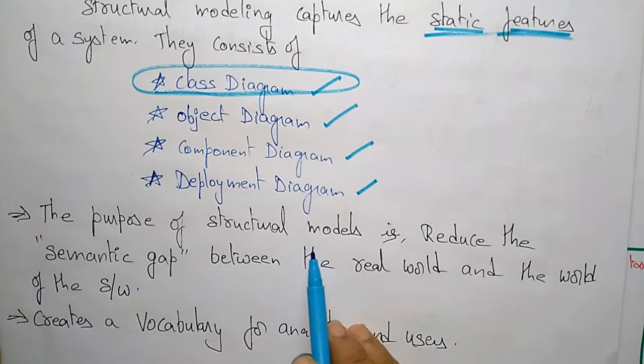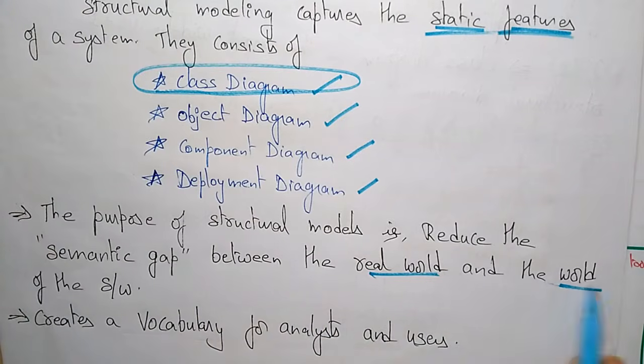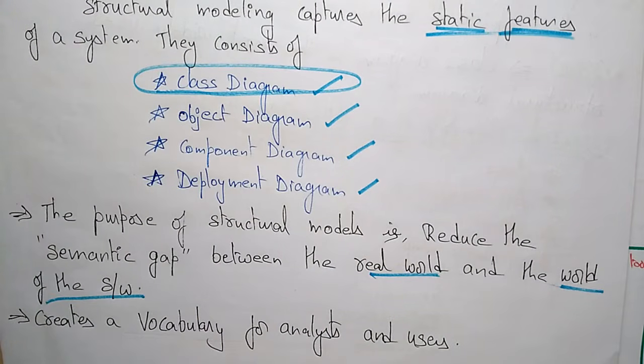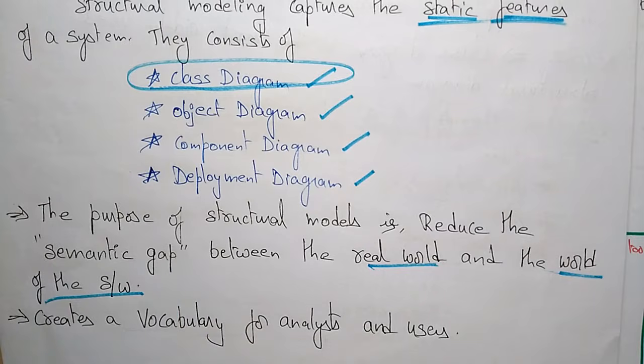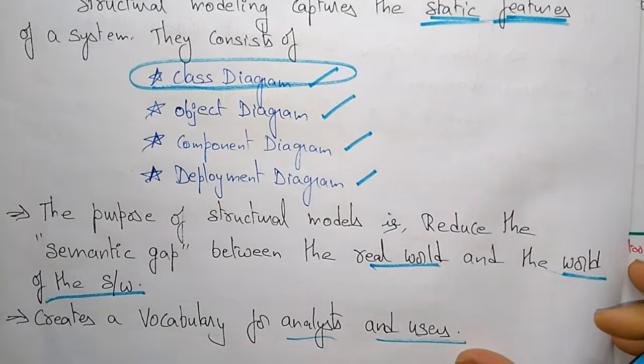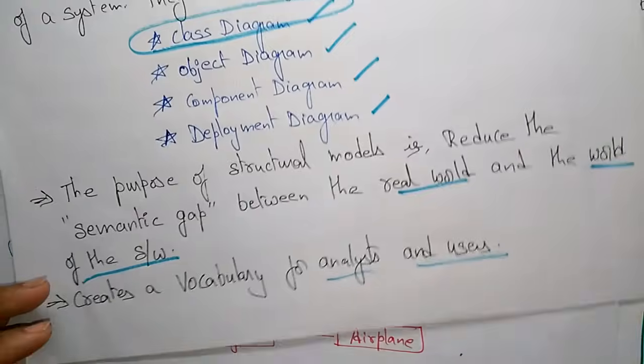The purpose of the structural model is to reduce the semantic gap between the real world and the world of the system. Why are we using structural modeling? What is the necessity? The main purpose is to reduce the semantic gap, meaning a communication should be established between the real world and the world of the system, between the user and the developer. It creates a vocabulary for analysts and users.